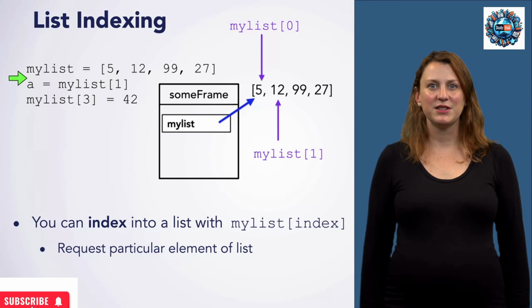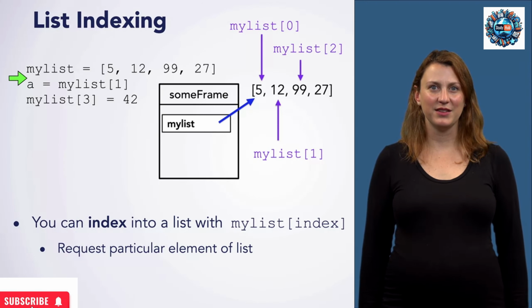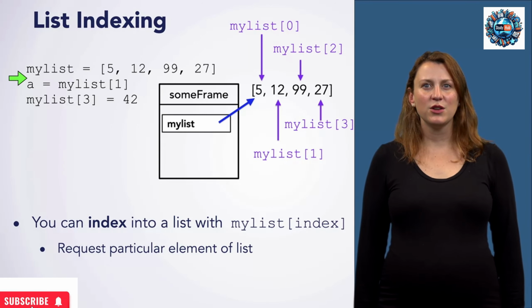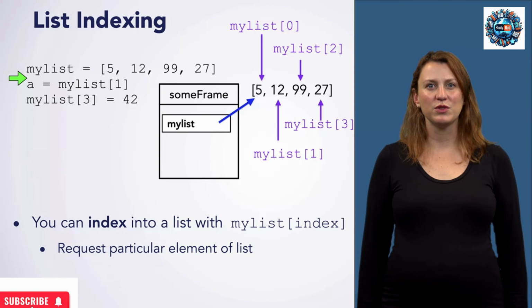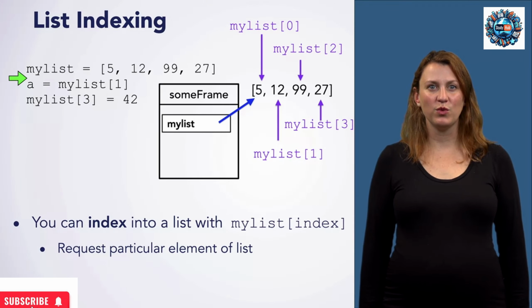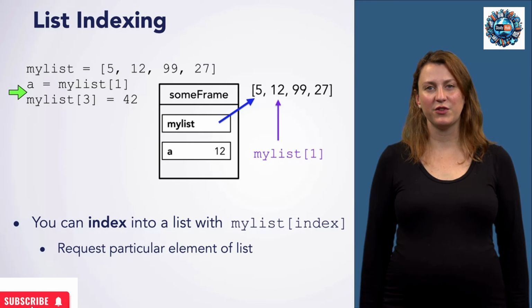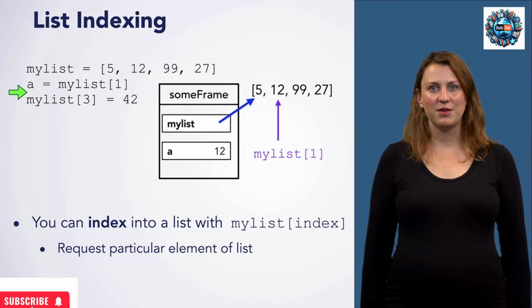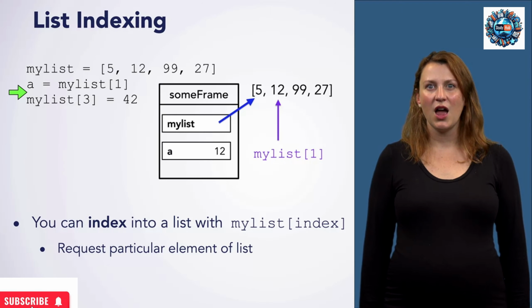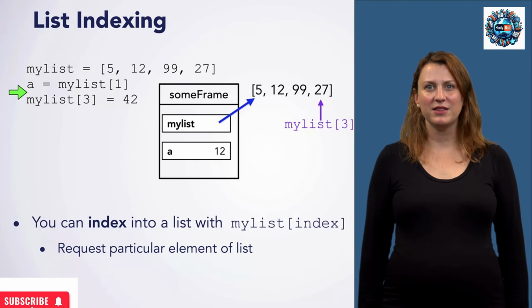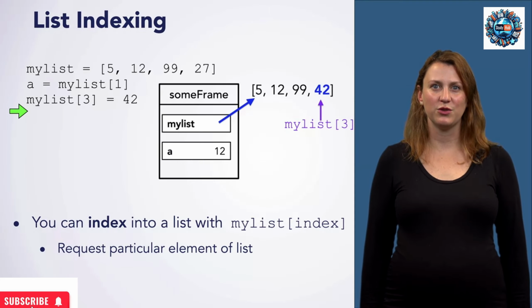The next element is mylist at 1, then mylist at 2, and mylist at 3. So now if we wanted to execute this next line of code, a = mylist[1], we would look in mylist, pick the element at index 1, which is 12, and put it in a box for a. You can also use indexing on the left side of an assignment statement to change a particular element. Our next line of code assigns 42 to mylist[3]. So we would find the location for mylist[3] and change it to 42.